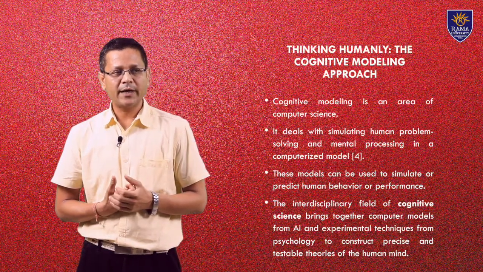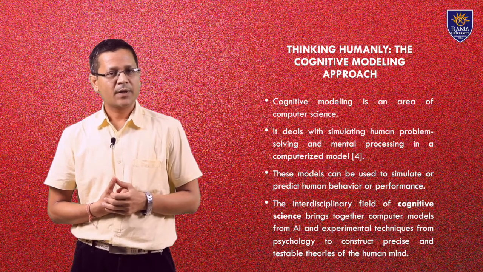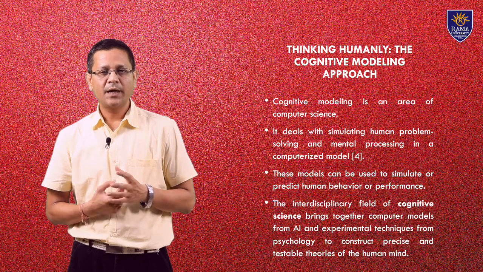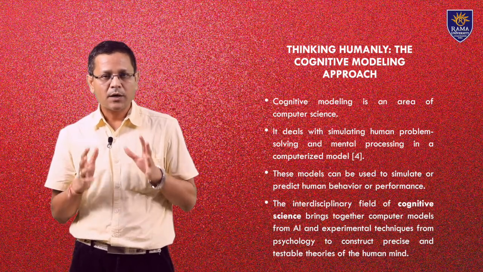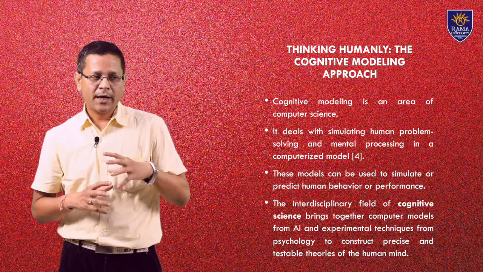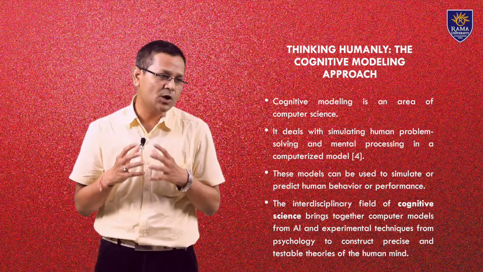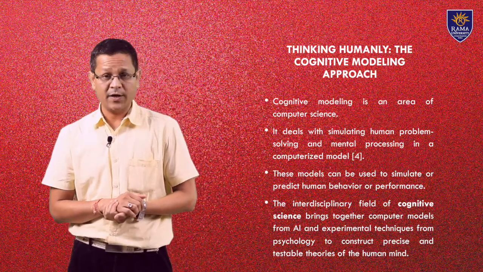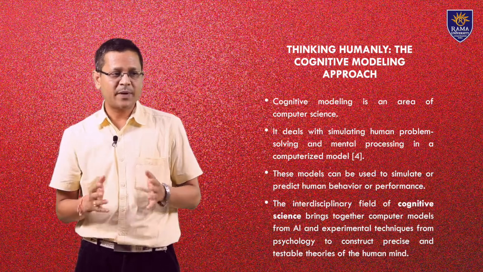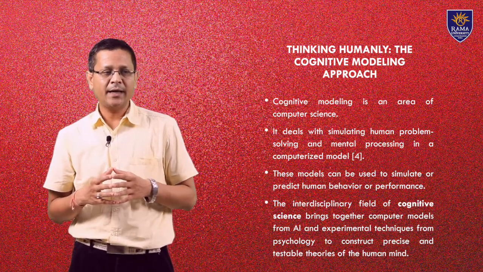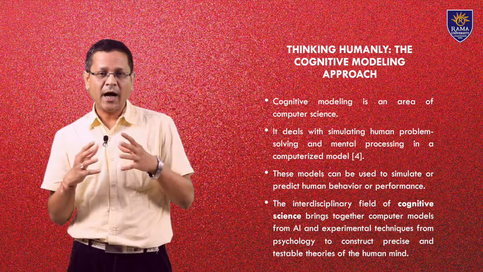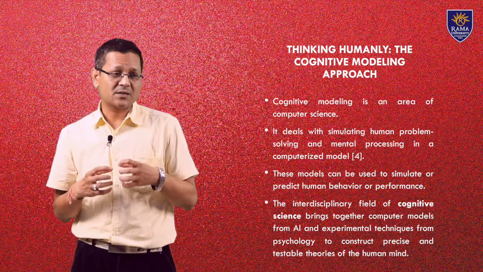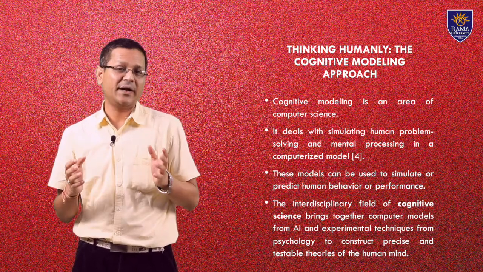Cognitive modeling is an area of computer science. It deals with simulating human problem solving and mental processing in a computerized model. These models can be used to simulate or predict human behavior or performance. It is an interdisciplinary field of cognitive science which brings together computer models, AI, and experimental psychology and experiment techniques in it to construct precise and testable theories of the human mind.